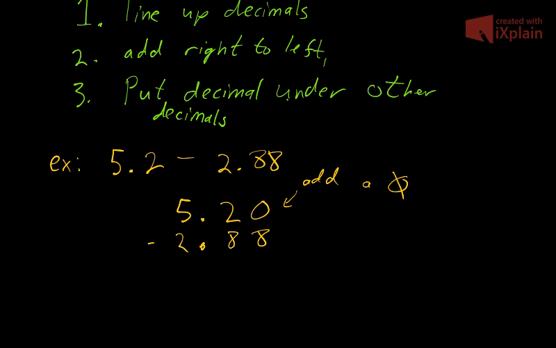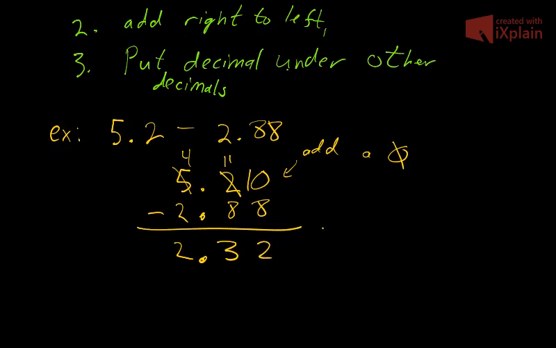And now I just need to subtract. I'm going to make sure I keep my answer decimal under the other decimals. I'm going to ask what's 0 minus 8. Can't do that. Take 1 from 2 to make 10. 10 minus 8 is 2. 5 is going to become a 4, so we're going to have 11 minus 8, which is 3. 4 minus 2 is 2. So my answer would be 2.32.